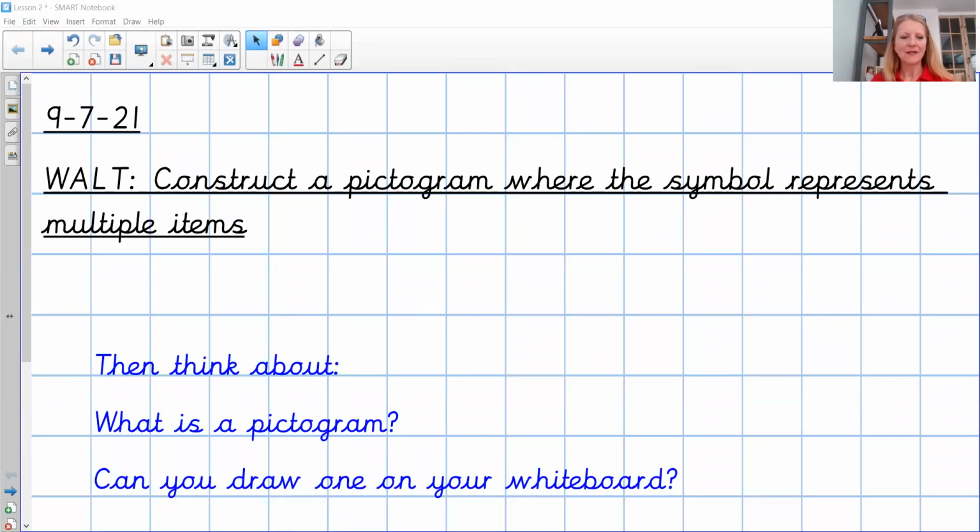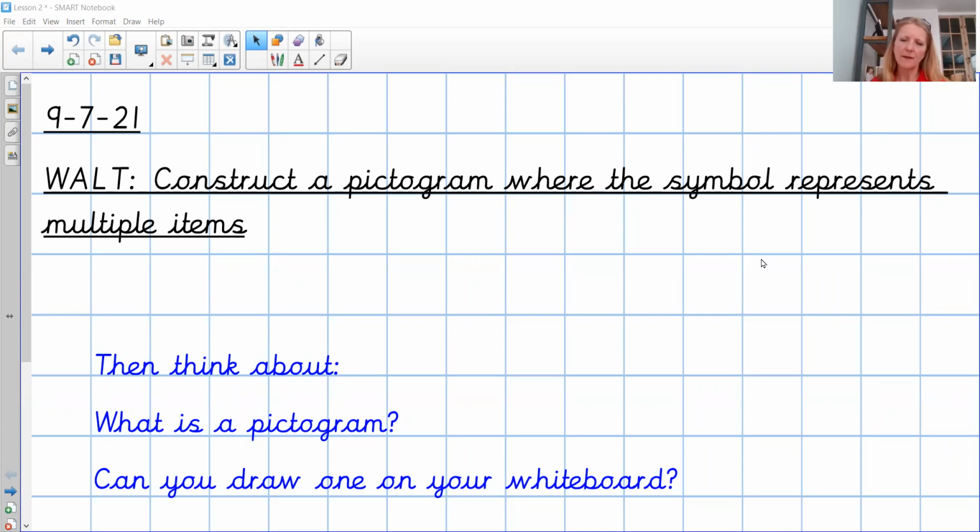Okay, just going to share my screen. There we go. So if you'd like to do today's date and Walt, the Walt today is to construct a pictogram where the symbol represents multiple items.